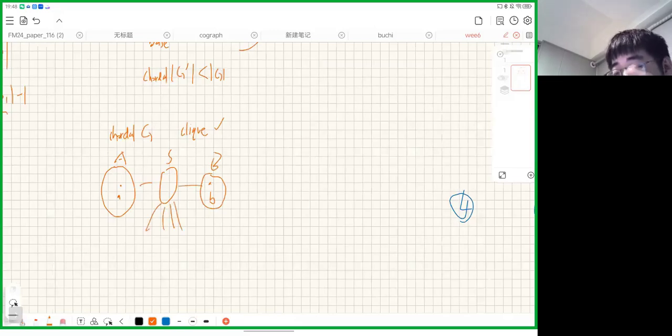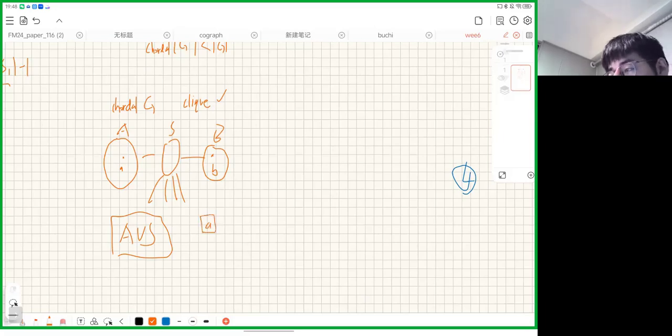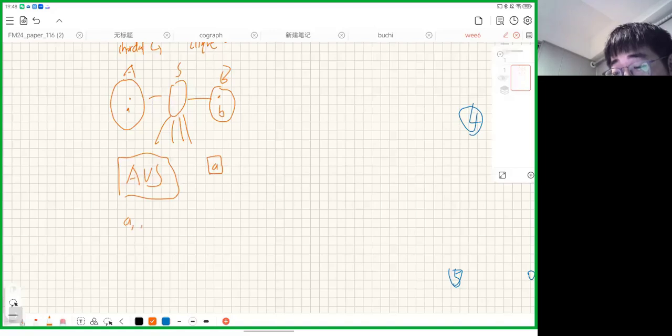We don't care about the other part. Let's consider A union S. The induced graph of A union S is also a chordal graph, right? If it's a clique, then A is the simplicial vertex we found. If not a clique, then we must find some A1 and A2 inside A union S.